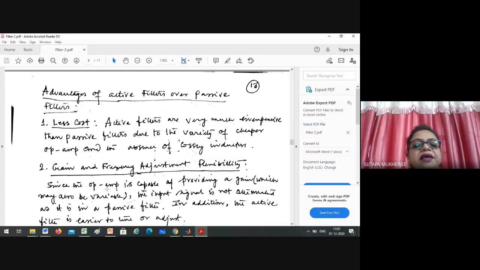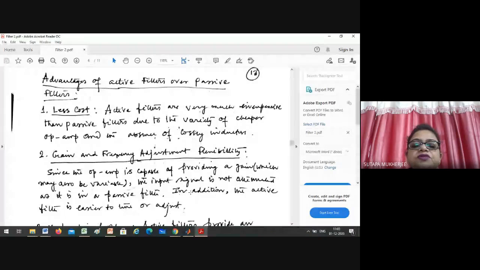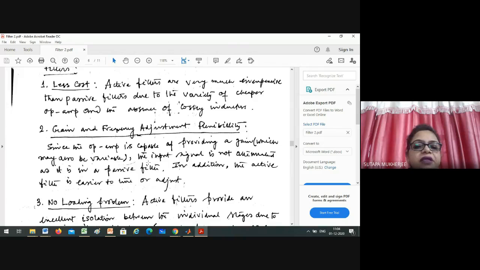What is the next advantage? Gain and frequency adjustment flexibility. Since the op amp is capable of providing a gain which may be variable, the input signal is not attenuated as it is in a passive filter, right? In addition, the active filter is easier to tune or adjust. And this is the second advantage of active filter.